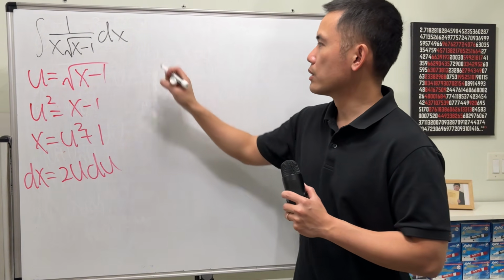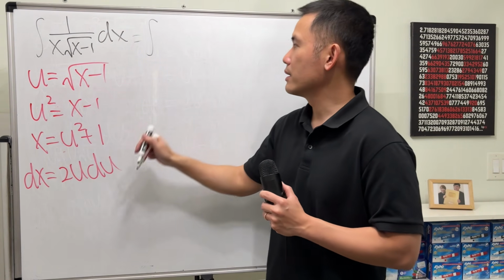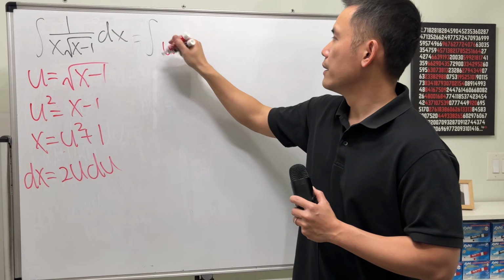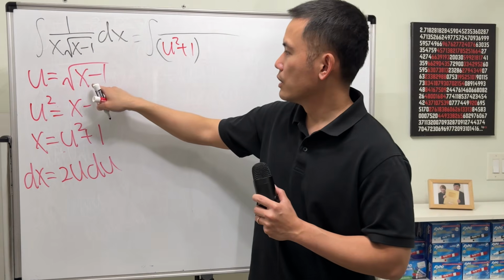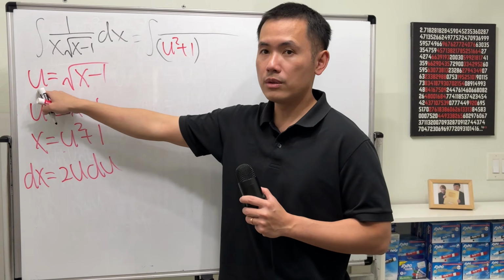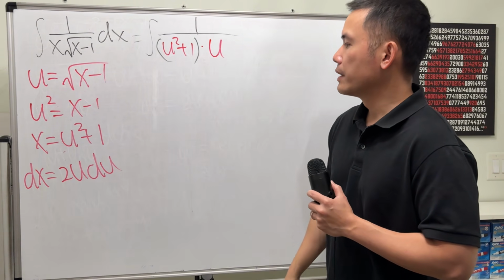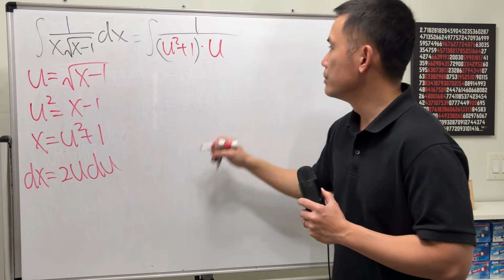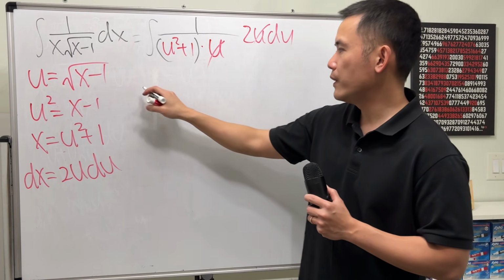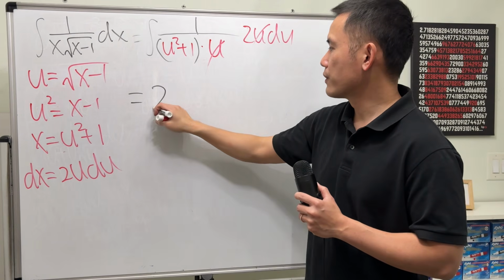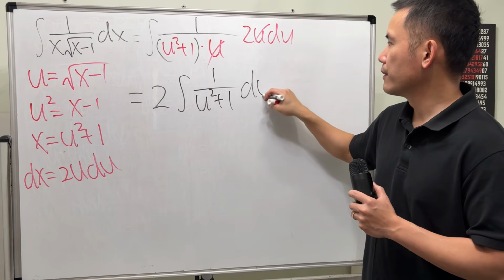Now, take this to the u world, we get the integral. The x is u squared plus 1. And then put parentheses around it, and then we have square root of, well, the whole thing is u now, right? Square root of x minus 1 is the u. So multiply by u. 1 on the top. dx is 2u du. Now this time, you see that the u and u cancel out right away. Very nice. You can put the 2 all the way in the front, and then look at the integral of 1 over u squared plus 1.